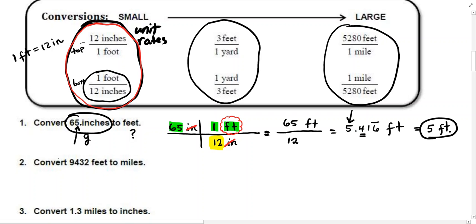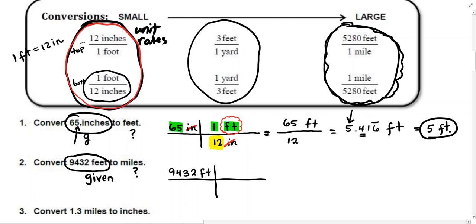All right, so now we're going to convert 9,432 feet to miles. All right, identify the given. We want miles at the end. Can we go from feet to miles? Yes, we can. We just have to use this one over here. Okay. So start with the given, 9,432 feet.